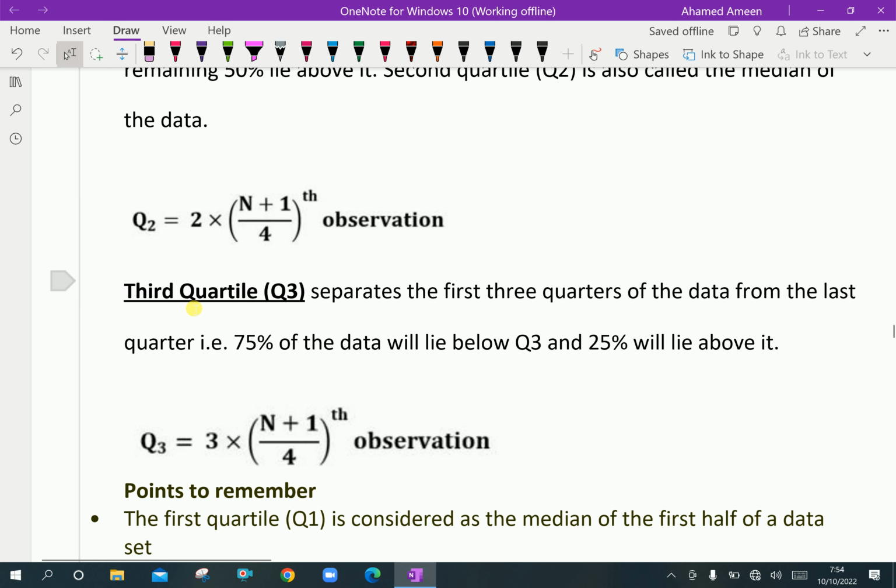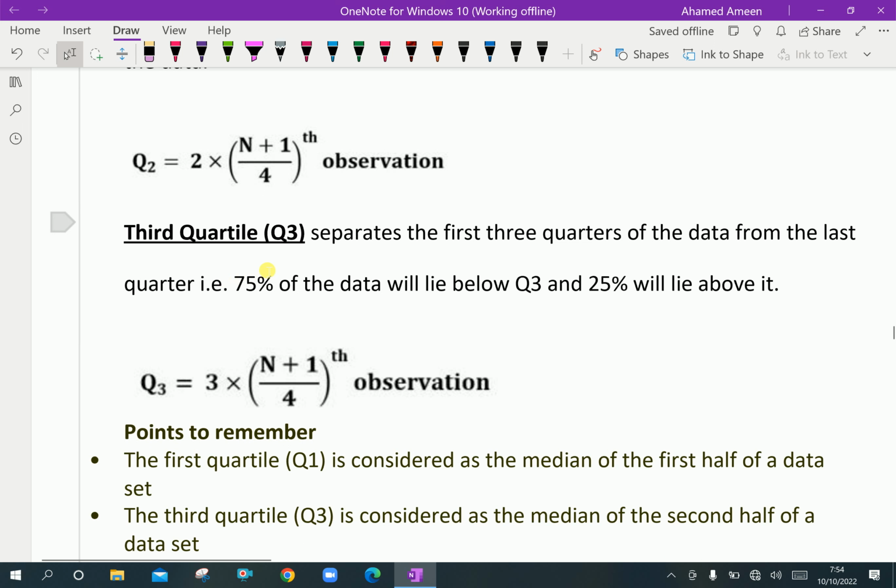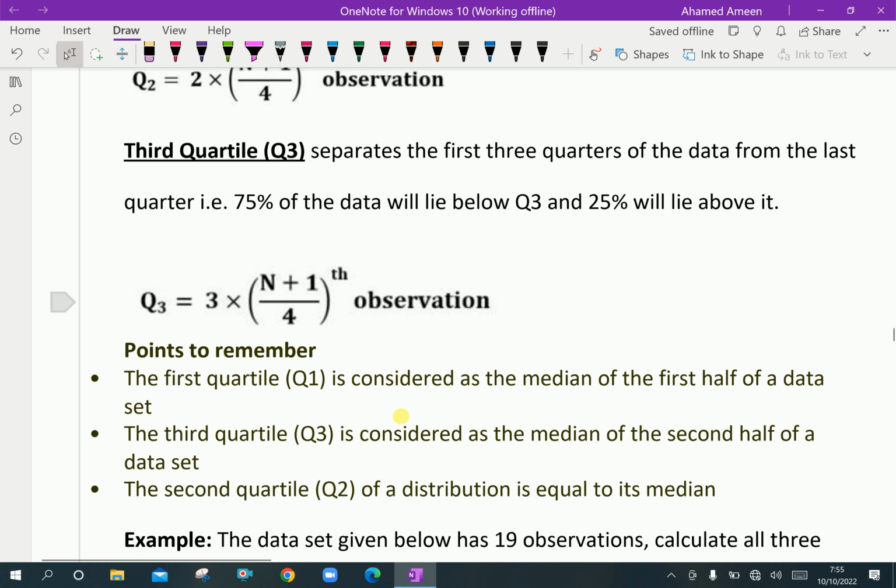Here the third quartile Q3 separates the first 3 quarters of the data from the last quarter, that is 75% of the data will lie below Q3 and 25% will lie above it. Therefore the Q3 formula is 3 into n plus 1 over 4th observation.